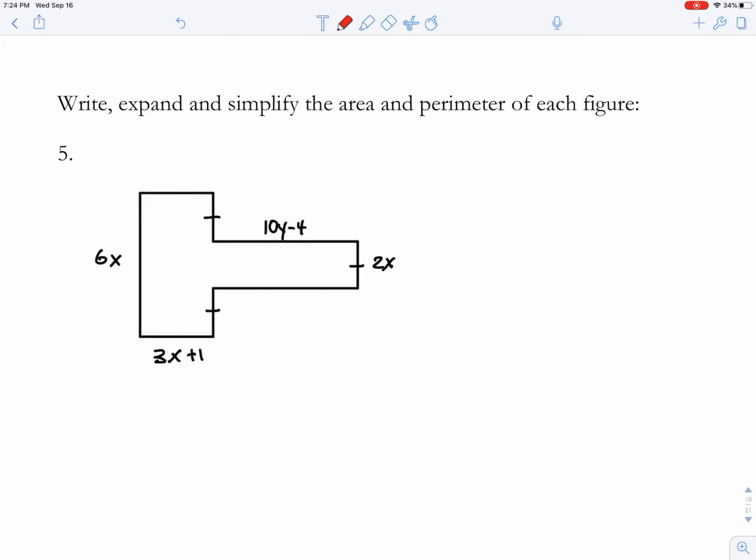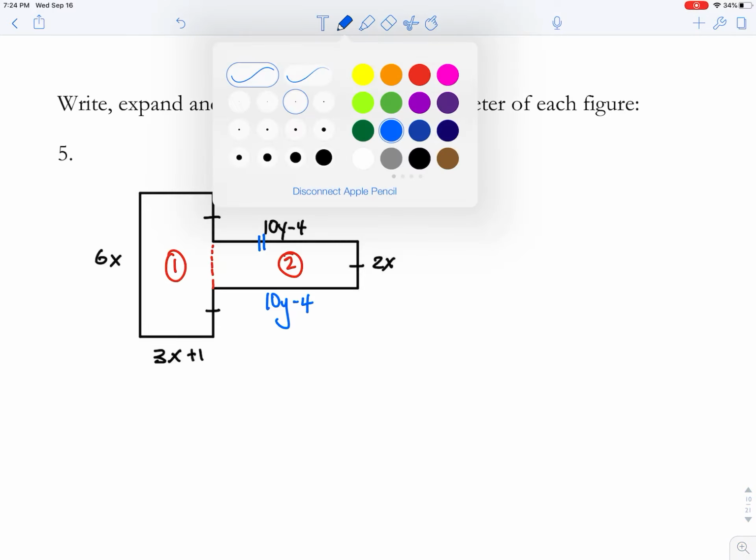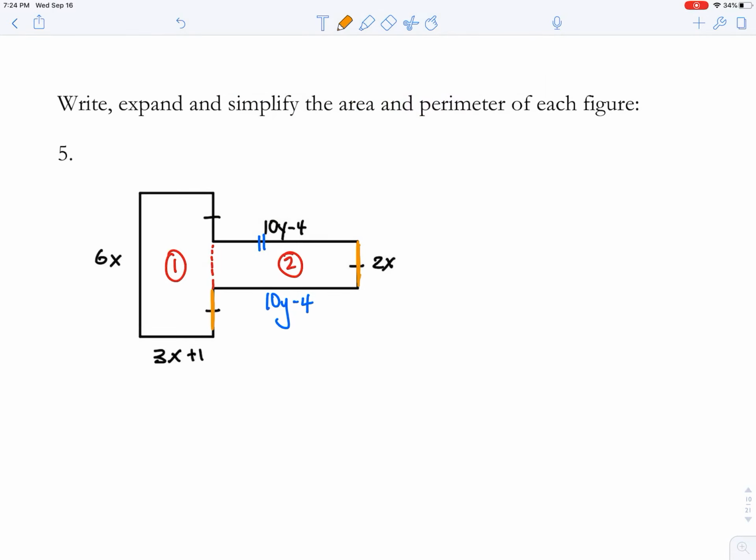Write and expand and simplify both the area and the perimeter of this shape. I'm splitting it into 2. So this shape's going to be 1, and this shape's going to be 2. First, I'm going to do the perimeter. If this length here is 10y minus 4, that's going to be 10y minus 4. If this is 2x, then the single slash marks means that those are also 2x's. And then the last one, if I've got a 3x plus 1 there, then that's going to be a 3x plus 1 as well.